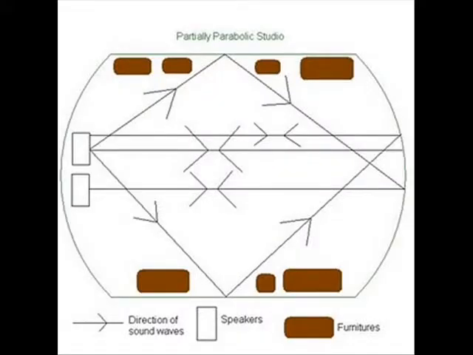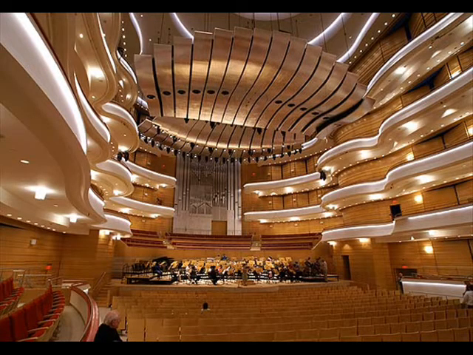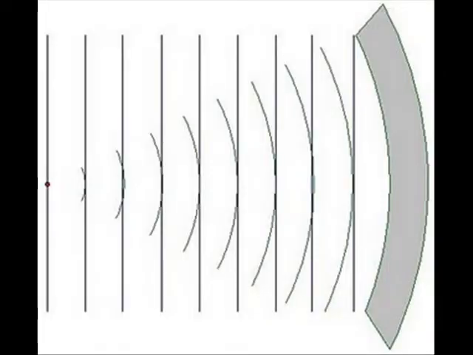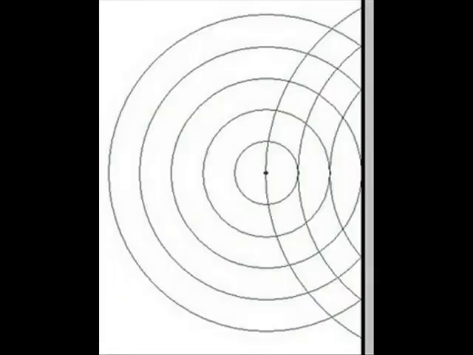The shape of a room affects sound. When a sound reflects off a parabolic surface, it bounces off in a straight path. This is why concert halls are designed with a parabolic shape. The sound goes directly to the audience instead of bouncing around on stage.